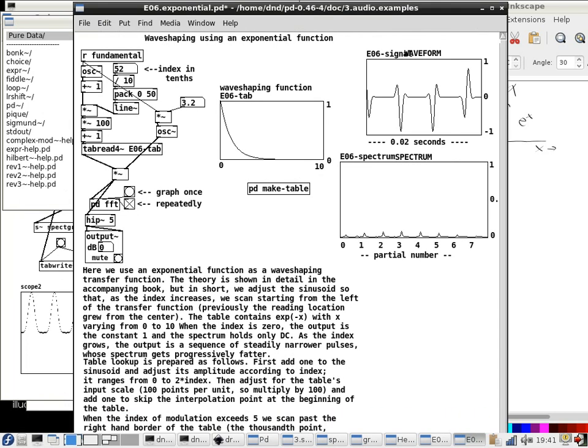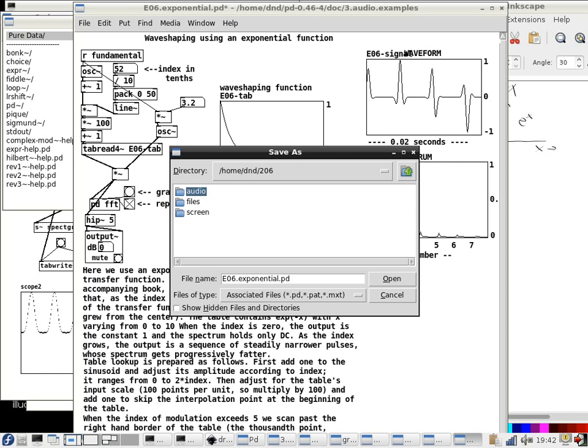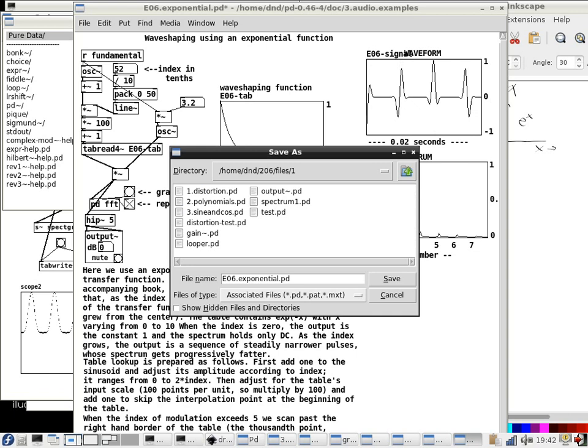Oh, should I save this? I don't know. I guess it would be a good thing if I did. Files 1. So this is going to be 4, and it's going to be.